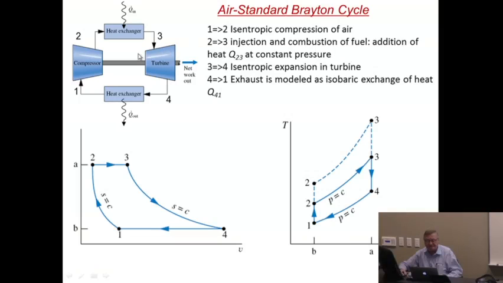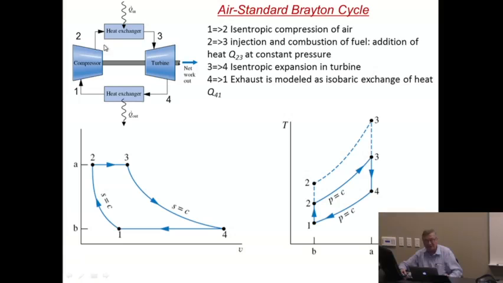So to summarize this, step 1 to 2 in the compressor is going to be in an air standard Brayton cycle, which we'll assume ideal in the beginning, an isentropic compression of air, 1 to 2. In a PV diagram, 1 to 2. In a TS diagram, it's 1 to 2 at constant entropy, of course. Number 2, the transition from number 2 to number 3 is in the combustion chamber, injection and combustion of fuel. So we will add a heat Q23 at a constant pressure, because this is assumed to be a heat exchanger.